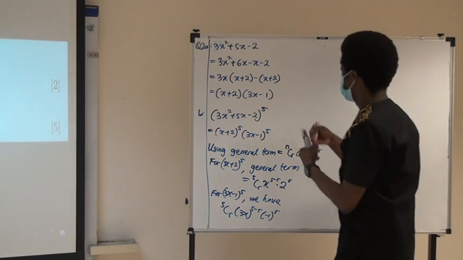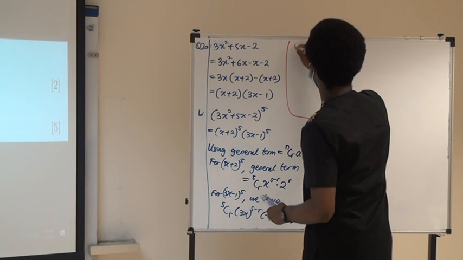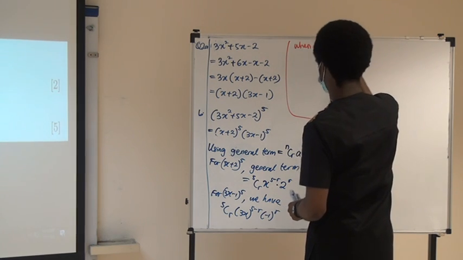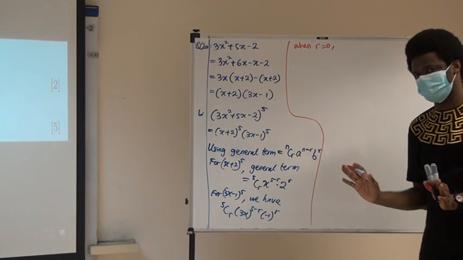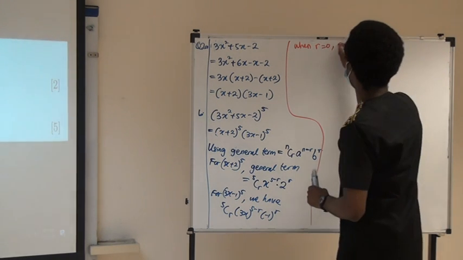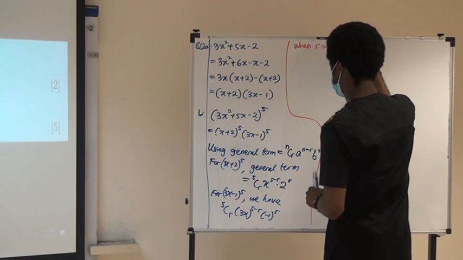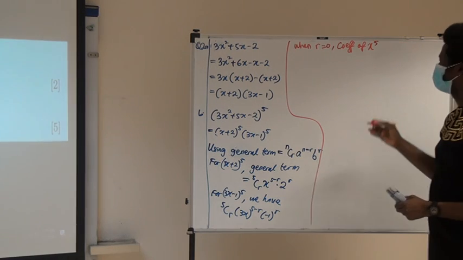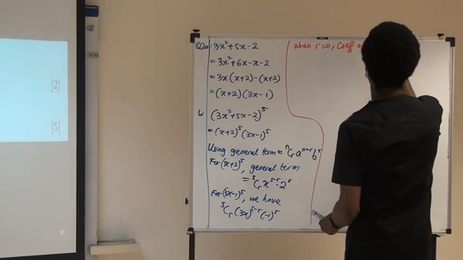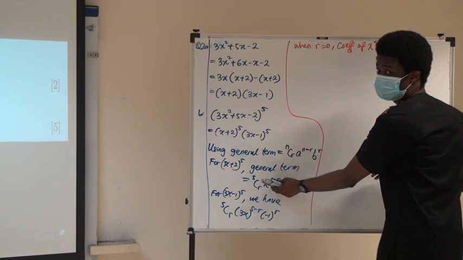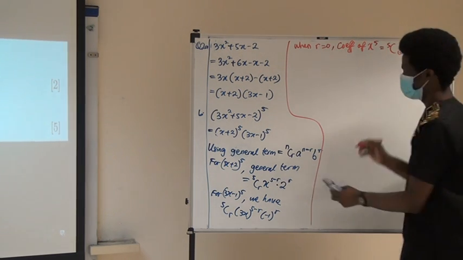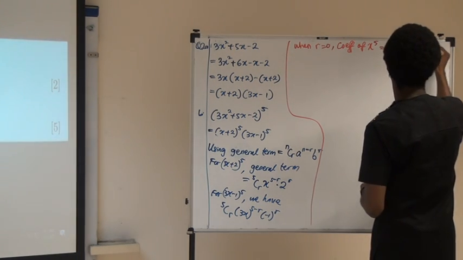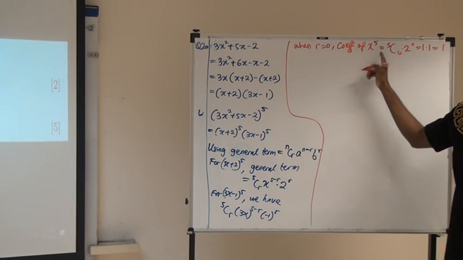Right? So, first one, when r is equal to 0, let's just deal with the coefficients. When r is equal to 0, we get coefficient of x to power what? x to power 5. Coefficient of x to power 5 will be 5 combination 0, you don't need the x anymore, times 2 raised to power 0. What is 5 combination 0? 1. 2 raised to power 0, 1. So the coefficient of x to power 5 is 1.